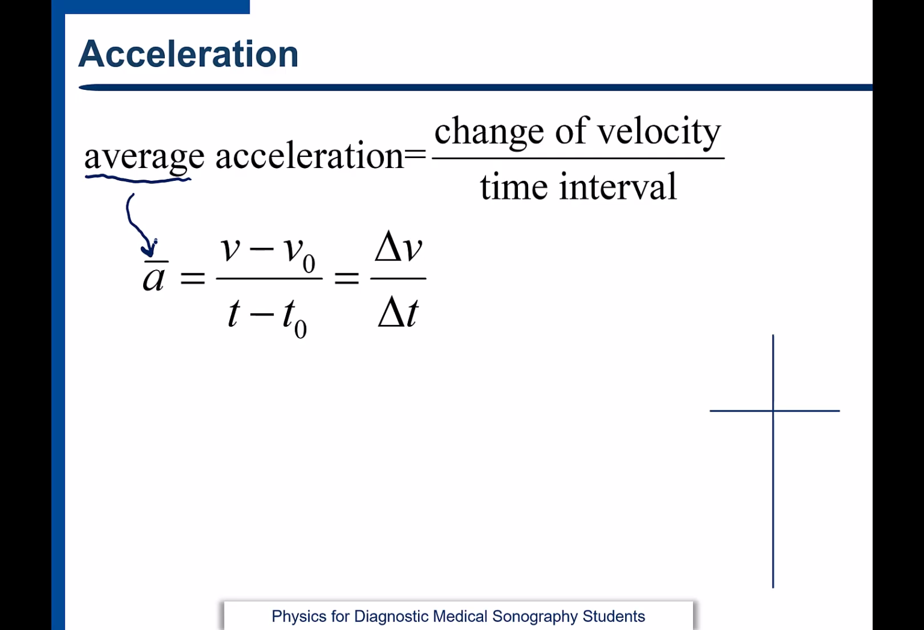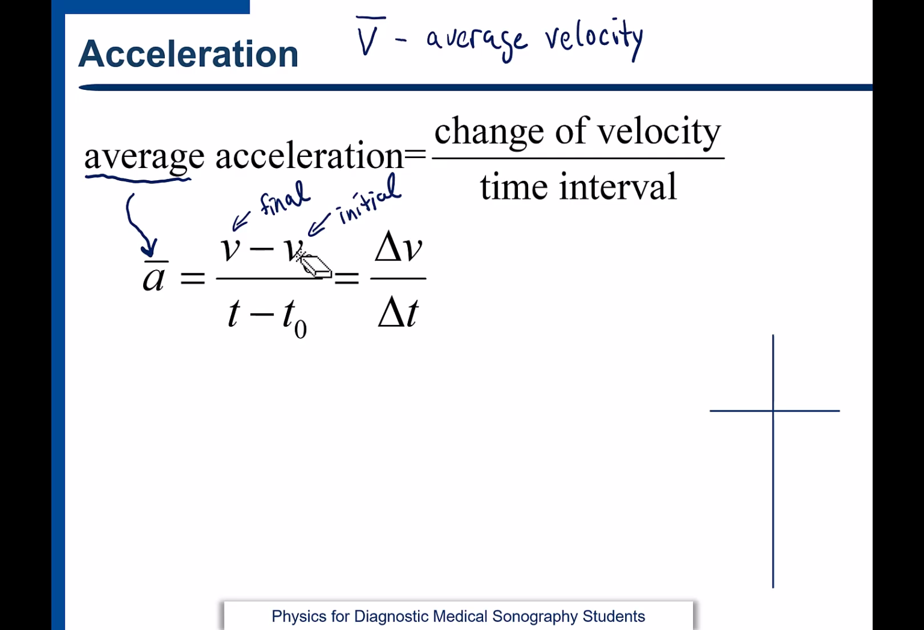Notice too that with v and v naught, these are different. We know that v with a bar over it means average velocity. But here we have v and v naught. v would be the final velocity. In other words, how fast is the object moving at the end of the motion? And v naught would be the initial velocity. So again, we're using no subscript to mean final and naught to mean initial, just like we did with x and x naught. And again, we could write that in a shorthand way by using delta notation, that it's delta v over delta t.